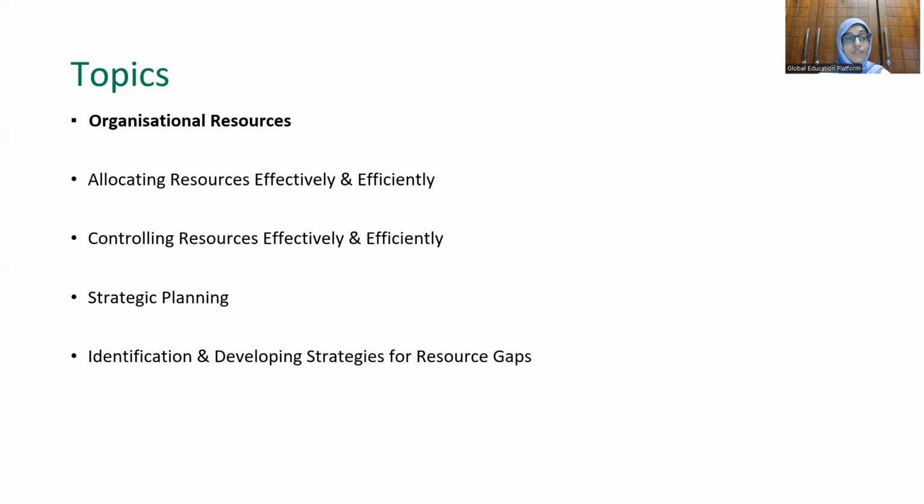Thereafter, moving forward, we will talk about controlling resources effectively and efficiently, where the main section will be budgeting. Different types of budgets will be discussed, and the budgeting process will be covered. We will also talk about how budgets are used in order to control resources properly. And thereafter, we will be talking about strategic planning.